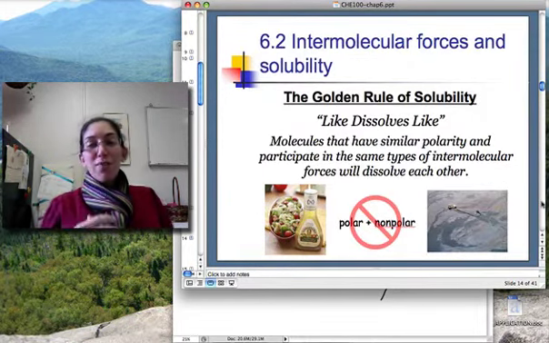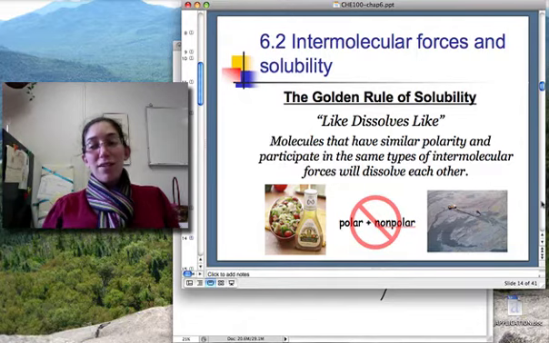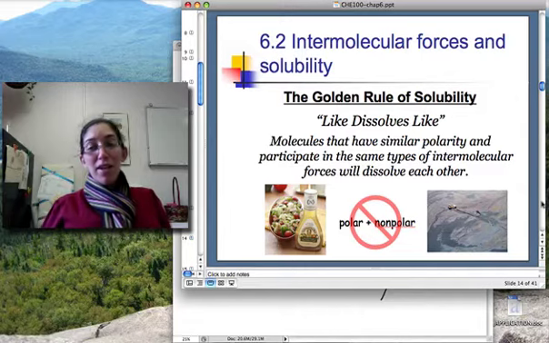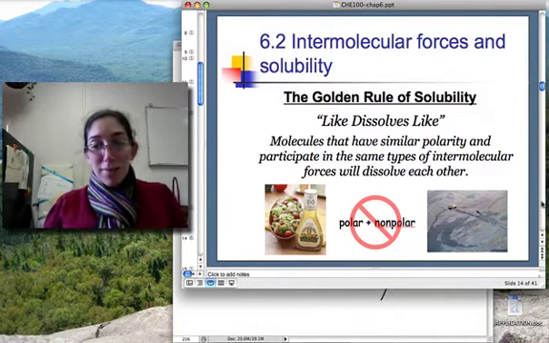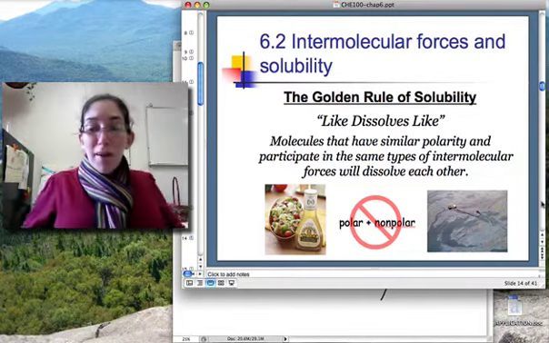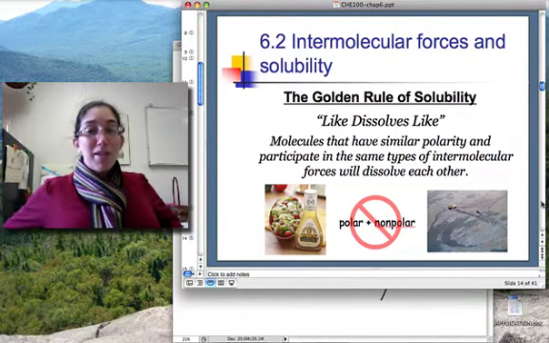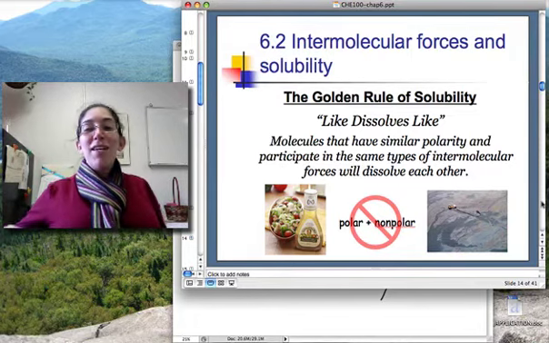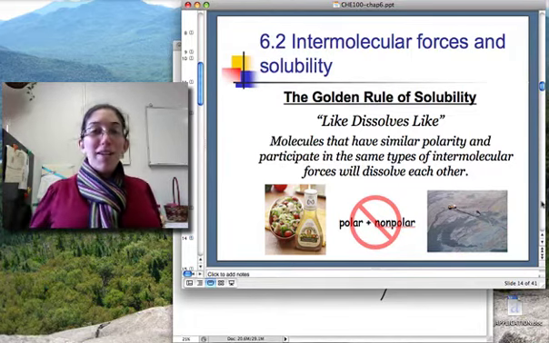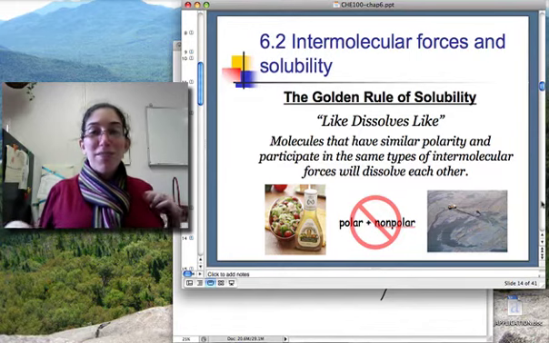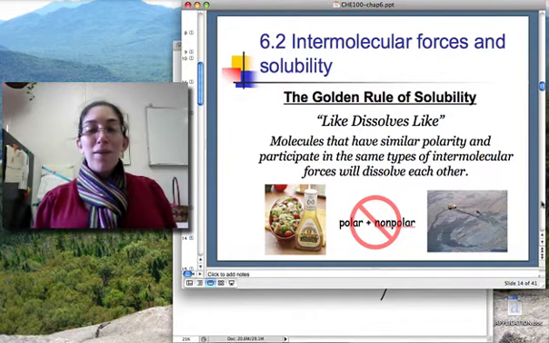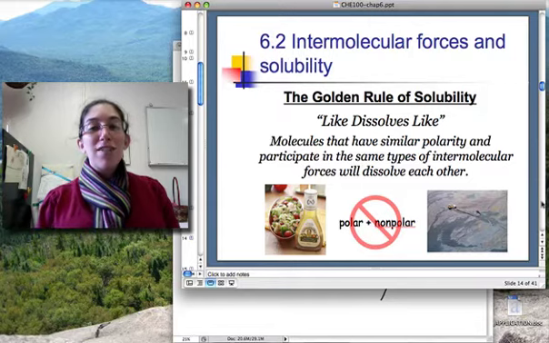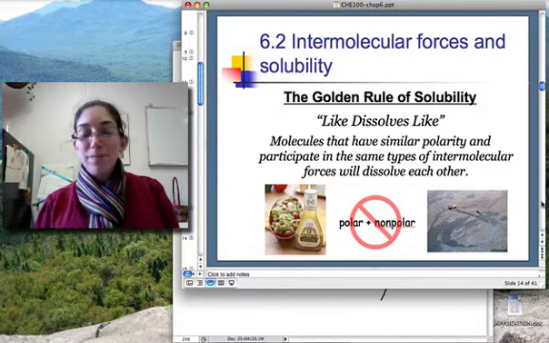So all of these different intermolecular forces actually help determine a lot about the chemistry of molecules, and a lot of the physical properties of molecules. So this chapter talks a lot about solubility. This is where we talk about solubility. So what is solubility? Solubility is the ability of molecules to mix together and sort of evenly distribute. The ability of one thing to dissolve in another.